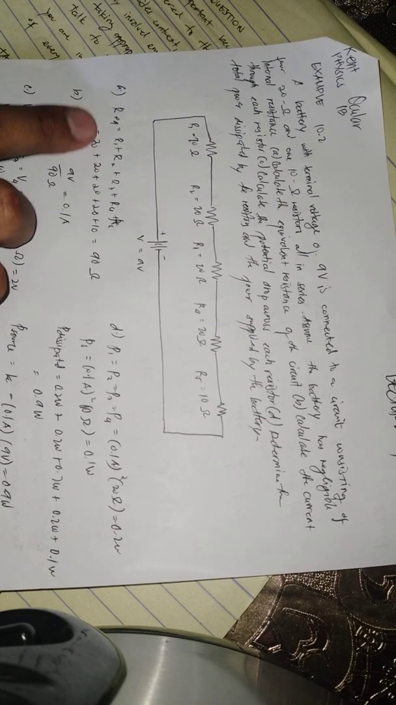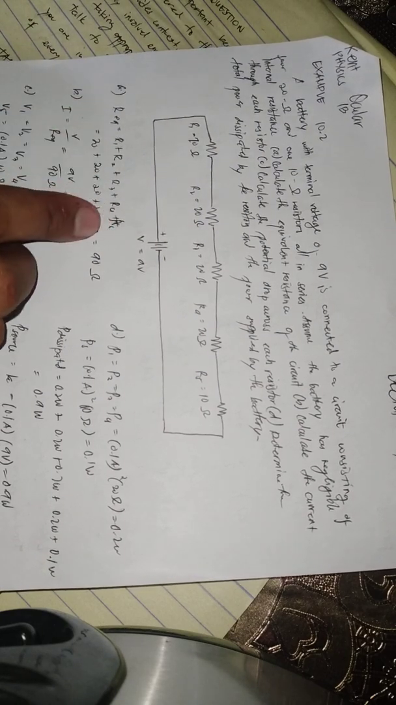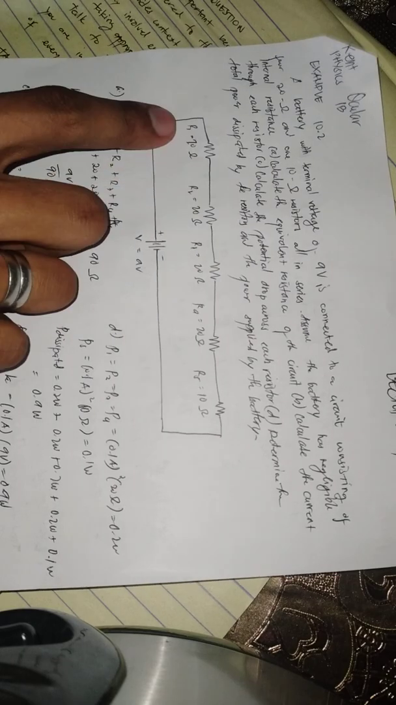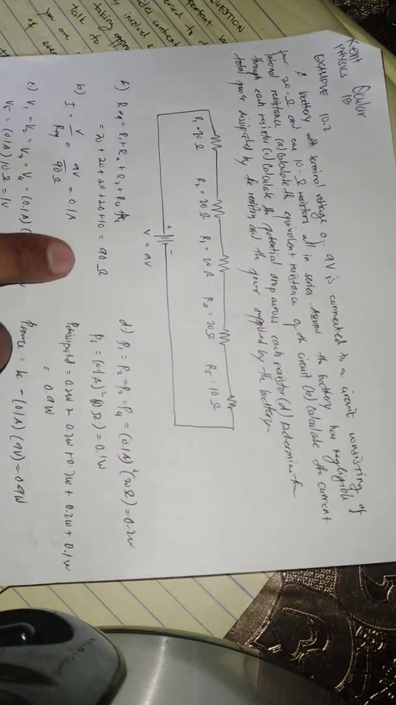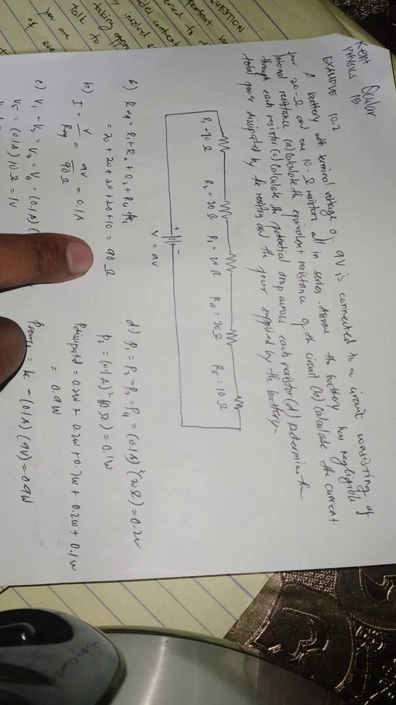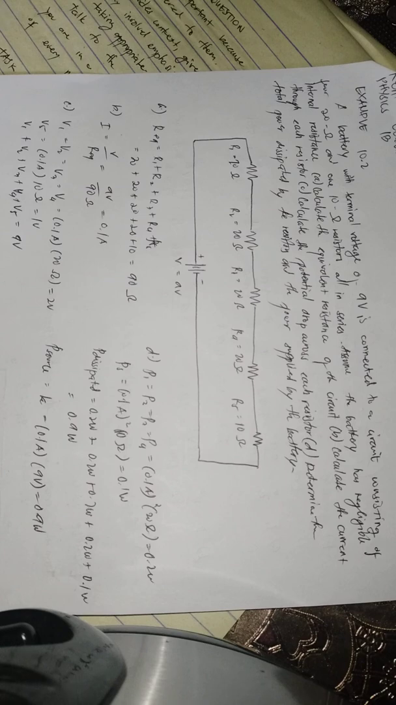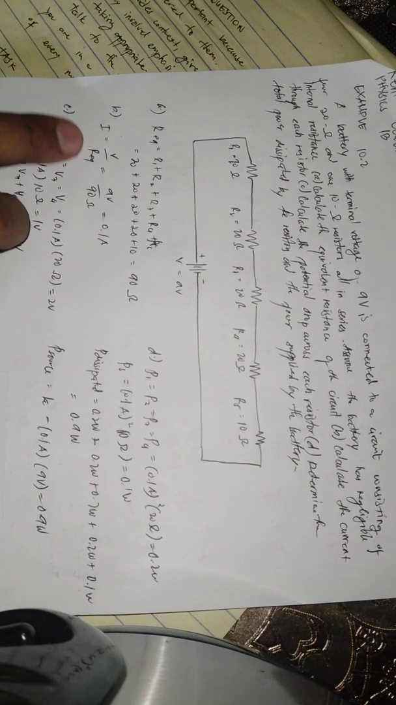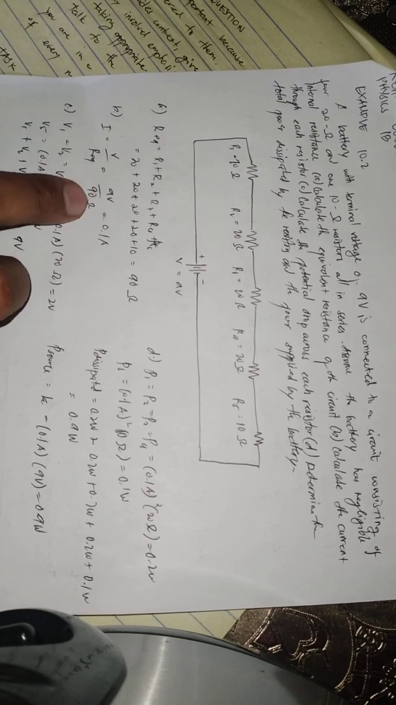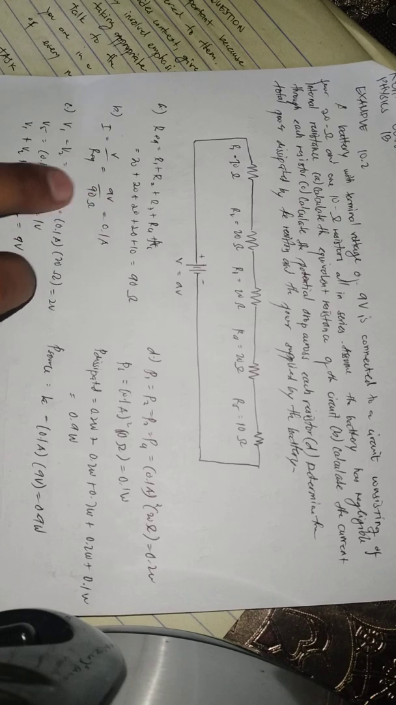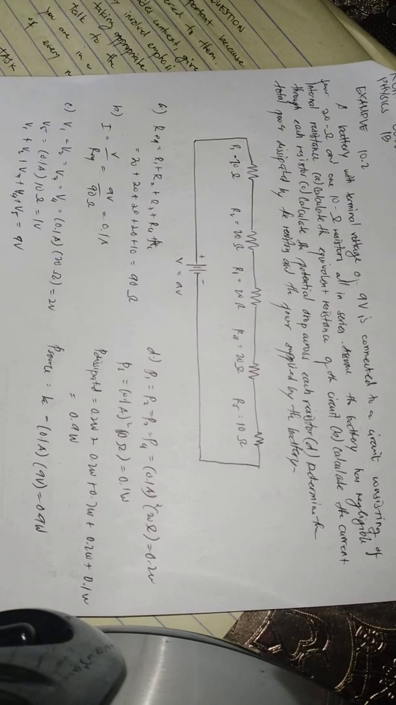So A, adding the resistors from R sub 1 to R sub 5, we get 90 ohms. And B, the current through the circuit is the same for each resistor. So the current is equal to the applied voltage divided by the equivalent resistance. So I is equal to V over R EQ, equal to 9 volts over 90 ohms, equal to 0.1 ampere.